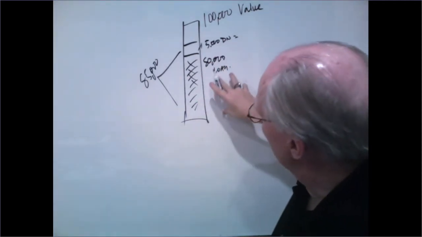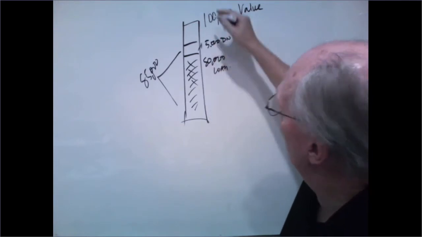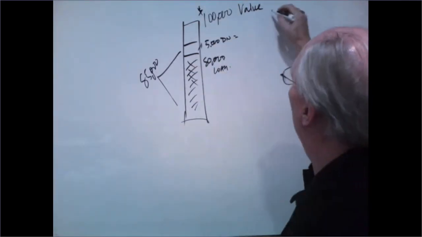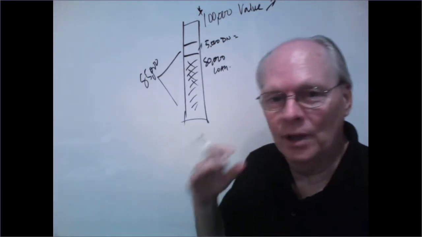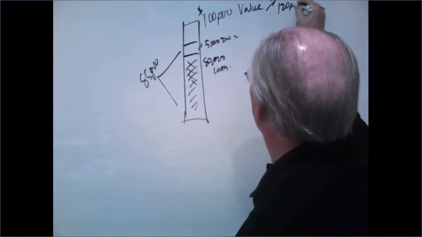Now, this is a technique that I've used many, many times where I know that the value of that property is worth more. In fact, I know that if I put some paint into it, clean it up, and get rid of all the junk around it, that property is worth more like $120,000.